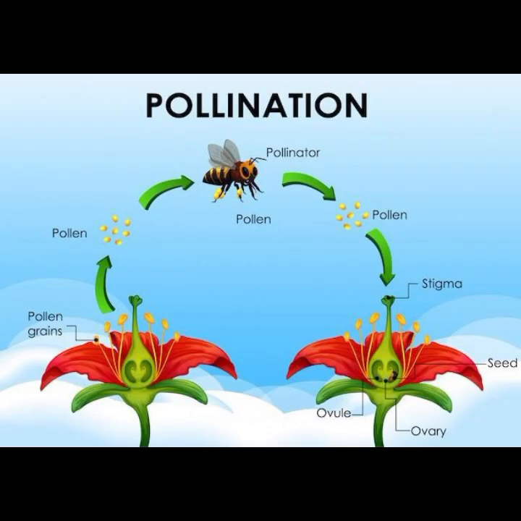Fallopian tube. Number 3. Which of the following is not an example of asexual reproduction? A. Budding, B. Binary fission, C. Pollination, D. Vegetative propagation. The answer to this is C.